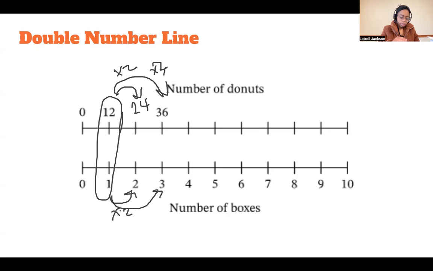And if we keep going, we can fill in this whole thing. 12 times 4 is 48. 12 times 5 is 60. 12 times 6 is 72, and so on, because I'm running out of space. So this is another way to find equivalent ratios, double number lines.